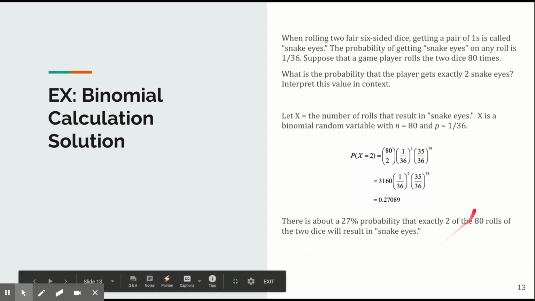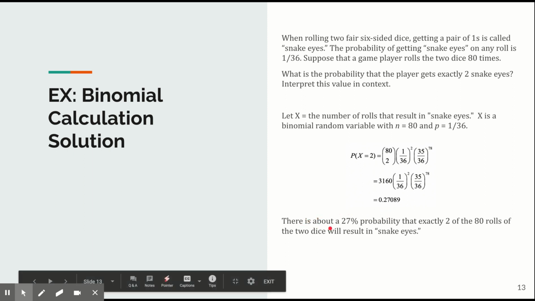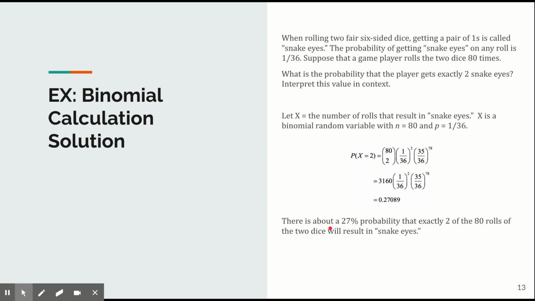Well, here is our solution. Let x equal the number of rolls that result in snake eyes. X is a binomial random variable with n equals 80 and p equals 1/36. All right, so we plug into the binomial probability formula, and we would get 0.27089. So we would interpret in context. There's about a 27% probability that exactly 2 of the 80 rolls of the dice result in snake eyes.